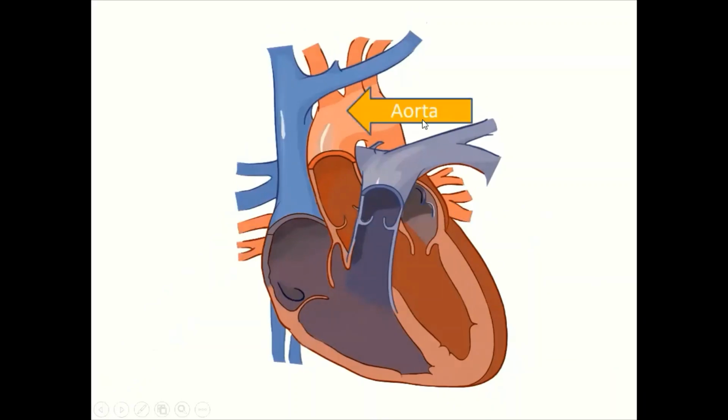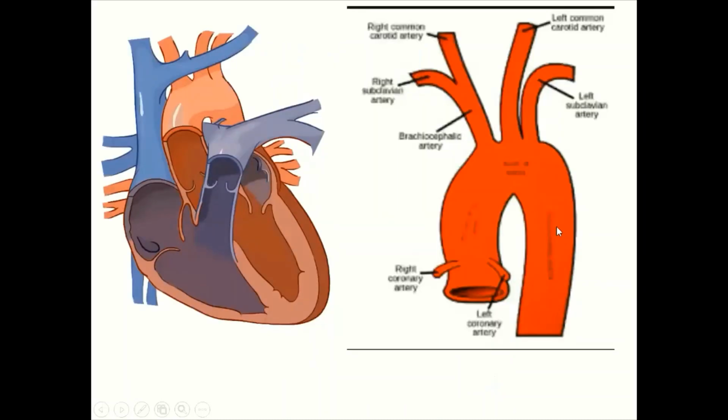Next one is the aorta, the biggest artery of the body. So the biggest vein is the vena cava. The biggest artery is the aorta. So this aorta, when the left ventricle pumps the blood, carries it to all parts of the body.